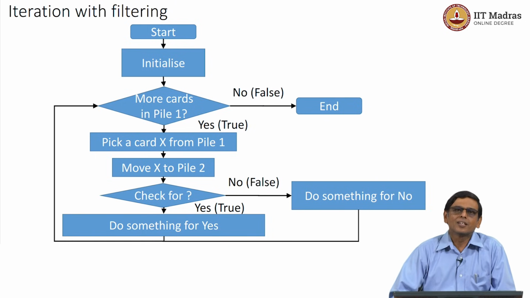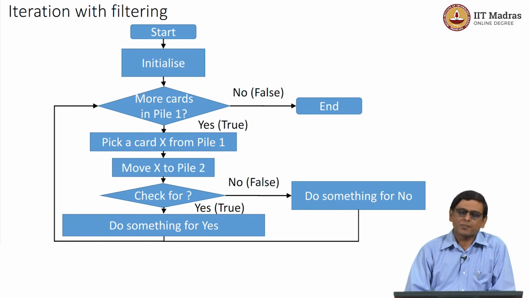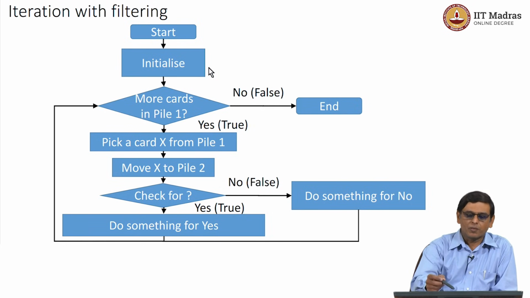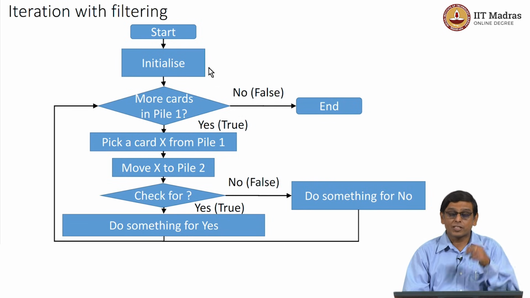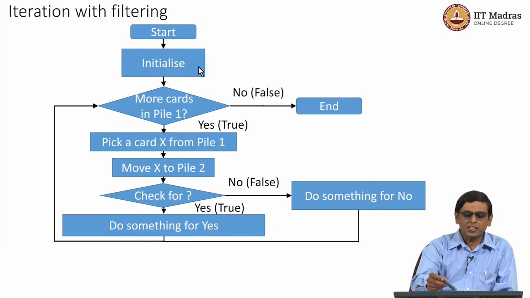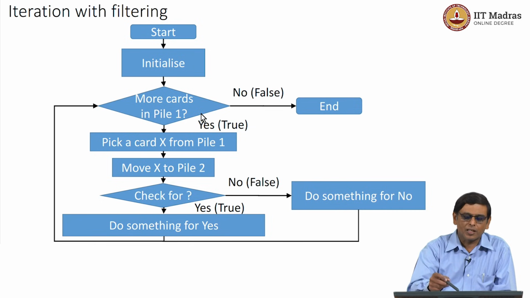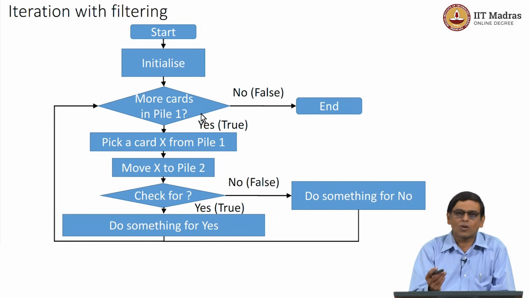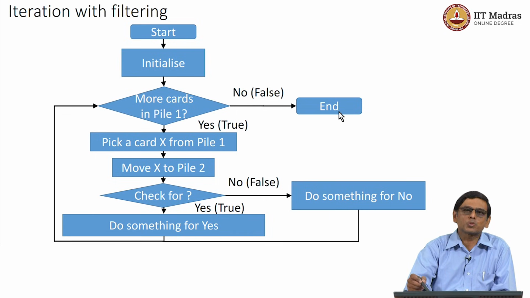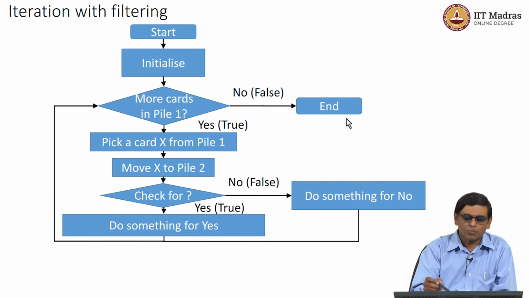So, if you remember, the flow chart for iteration was that we start, then we have this box which is basically, remember that the rectangular box represents action or a process. So, we have to initialize the iteration. A diamond represents a decision, which means that we are checking for something. Here we are checking whether there are more cards in the first pile. So, the assumption is that when we start, all the cards are organized in a pile which is called pile 1. So, you check whether there are more cards in pile 1. If there are no more cards, then that brings us to the end of the flow chart.